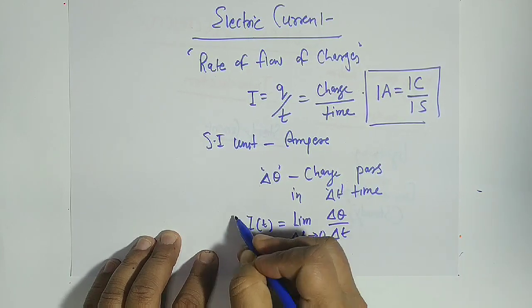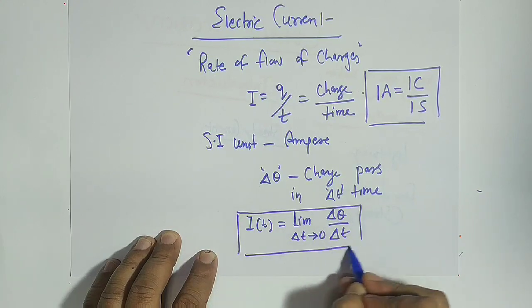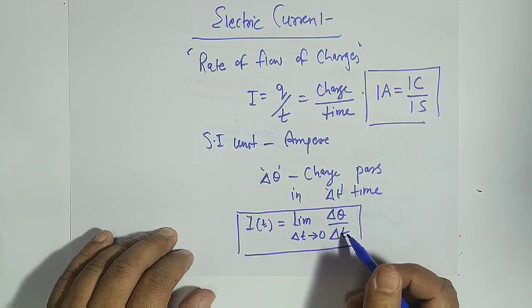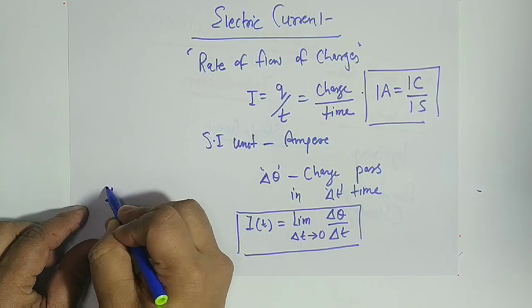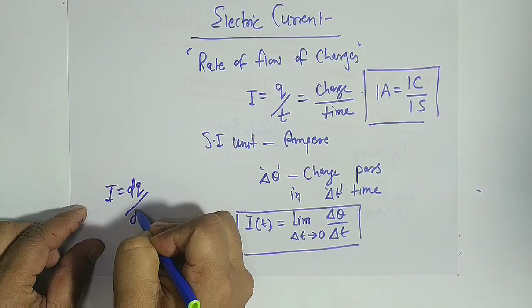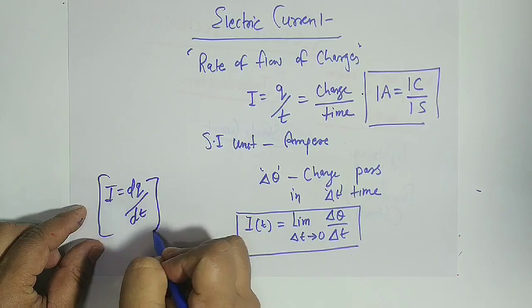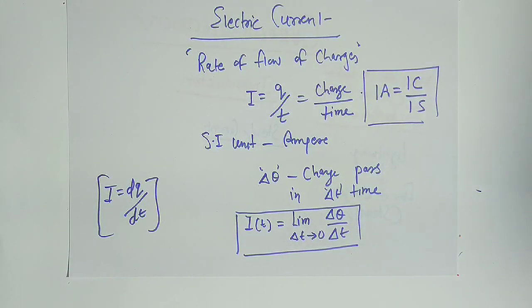So this is also a rate of flow of charge. This is another form of current. That means I can write current as dQ by dt. This is current. Got it? So it is the rate of flow of charges, and I is Q by T. We can write I as dQ by dt.